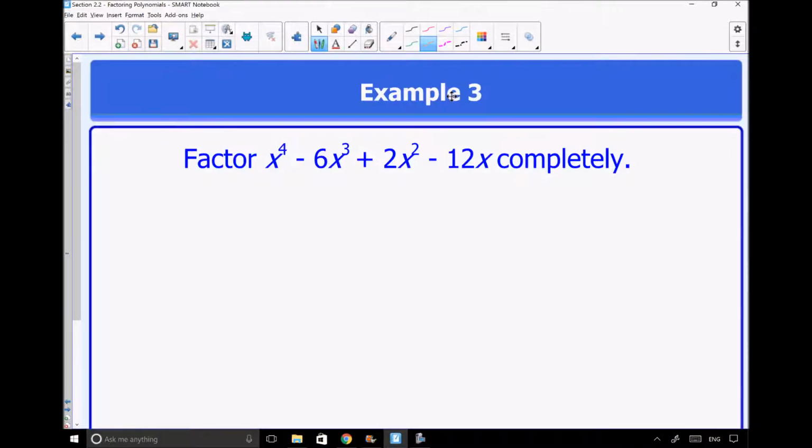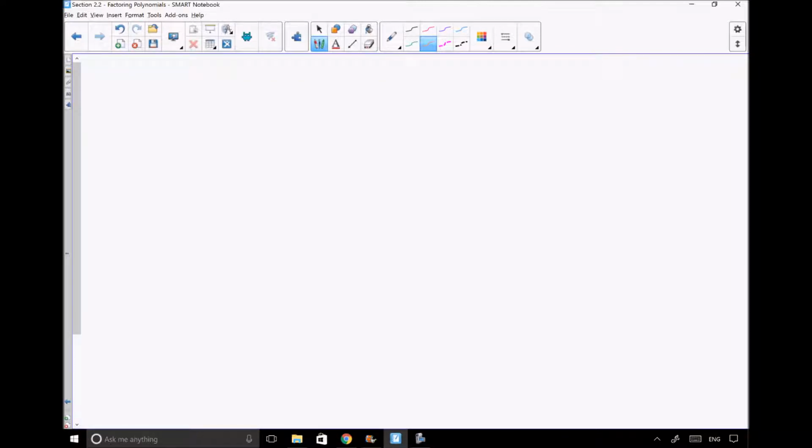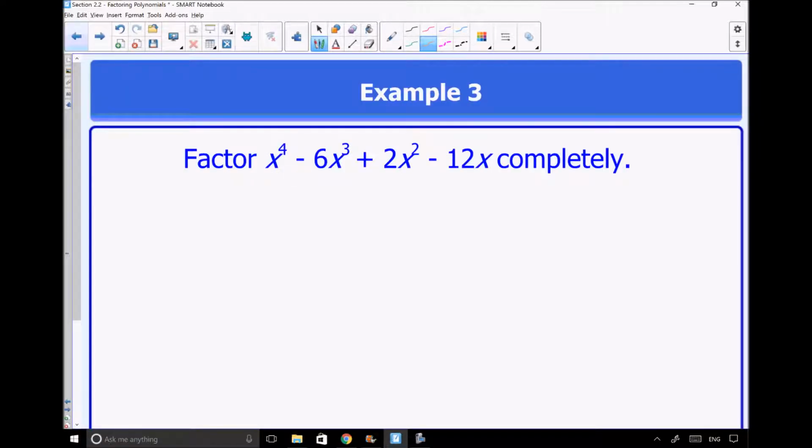Okay? All right. Example 3 is the last one that we are going to be looking at today, I believe. Yes, it's our last one. It says to do some more factoring again. We're going to factor x to the power of 4 minus 6x cubed plus 2x squared minus 12x completely. Remember, we only use the factor theorem if we can't use conventional factoring. Well, it's preferable to use it only if we can't. If you can use conventional factoring, you can still use the factor theorem, but it might be a little bit more work.